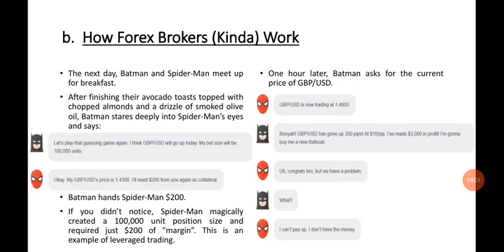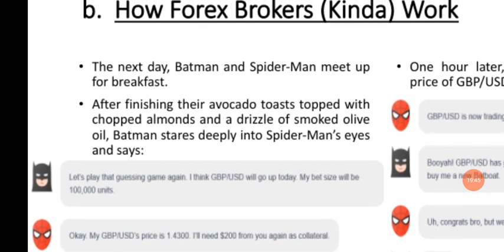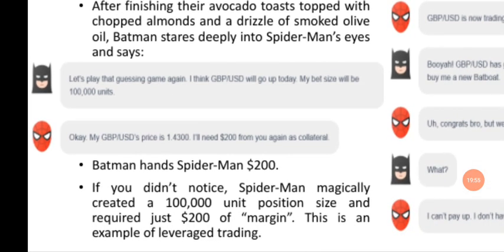So the next day, Batman and Spider-Man meet up for breakfast. After finishing their avocado toast topped with chopped almonds and a drizzle of smoked olive oil, Batman stares deeply into Spider-Man's eyes and says, "Let's play that guessing game again. I think Great British Pound US dollar will go up today. My bet size will be 100,000." Spider-Man says, "Okay. My Great British Pound US dollar price is at 1.4300. I'll need $200 from you again as collateral."